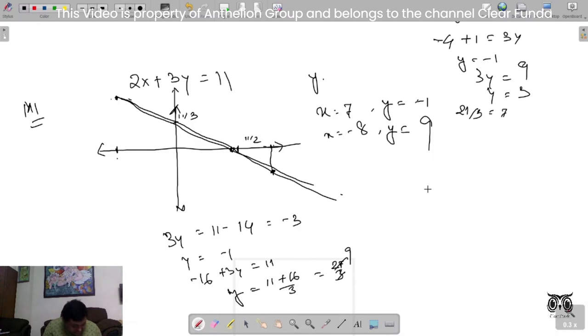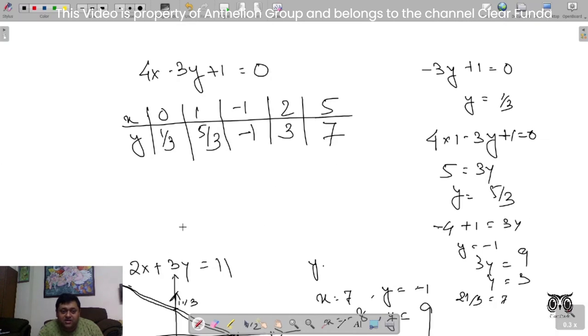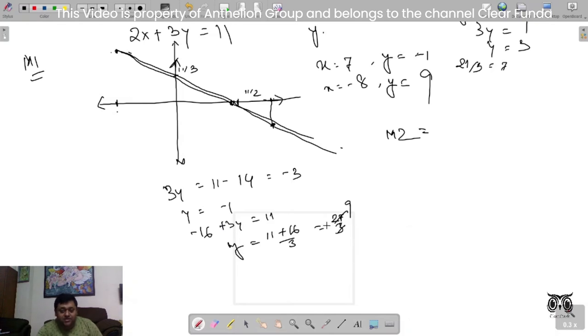Or sometimes they ask you to take any two points, instead of taking x equals 0 and y equals 0. You can take an arbitrary value of x, say 1 or 2. That is method number 2: you take any arbitrary value of x, and thereafter put the arbitrary values of y, the way I have done it here. So you make a table like this, at least for 3 points, and then you draw the graph.